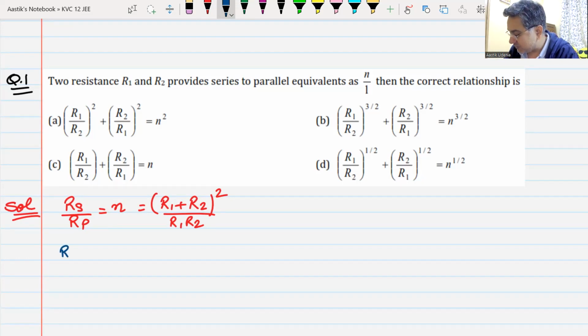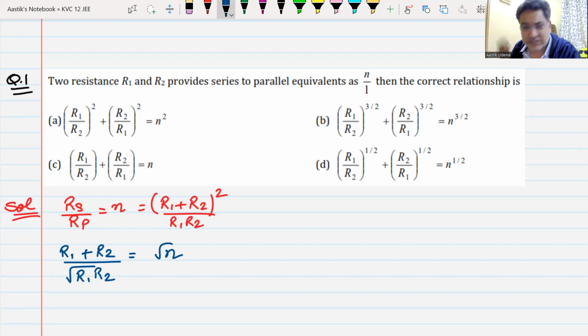And what is the simple maths you have to apply? R1 plus R2 divided by root of R1R2 is equal to root over n. And one more step you do, which I will not do. Because if I do everything, what will you do? You will only chill out. The answer is D that you get from here.